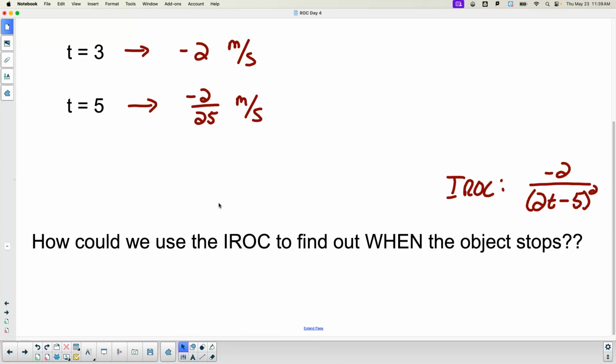I get what you're saying, but there's a 0 at the bottom at one point. What do you mean there's a 0? If you plug in 2.5, you get zero on the bottom. You get undefined speed. So there's a hole there, right? So we don't know what's going on there. What are we supposed to do?